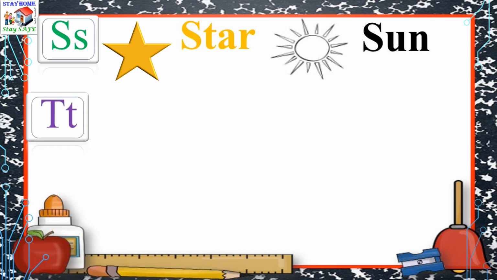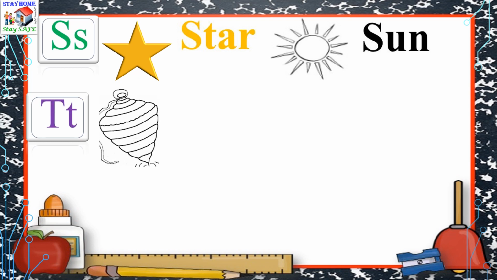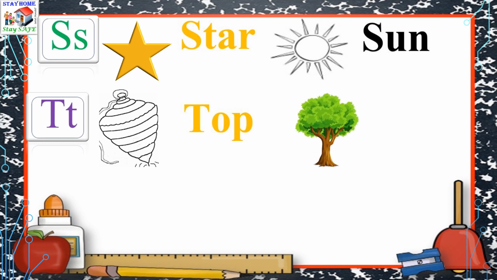Then letter T. T is for top. T-O-P. Top. Top means Latin. T is for tree. T-R-E-E. Tree. Tree means gach.